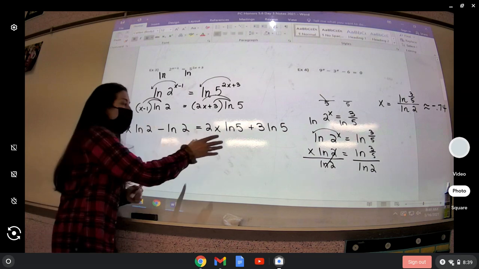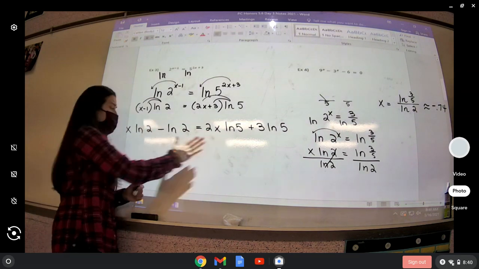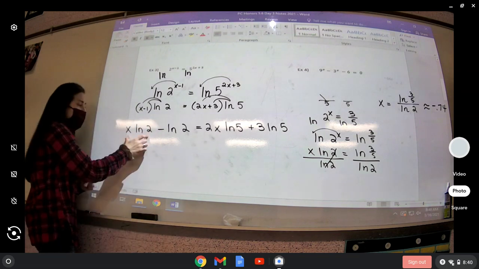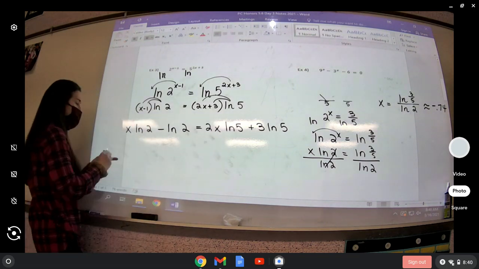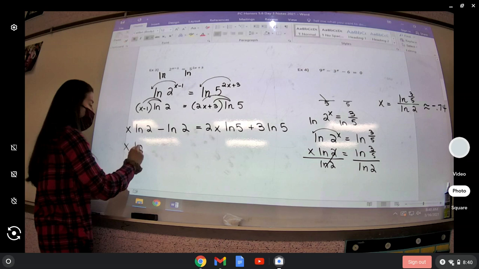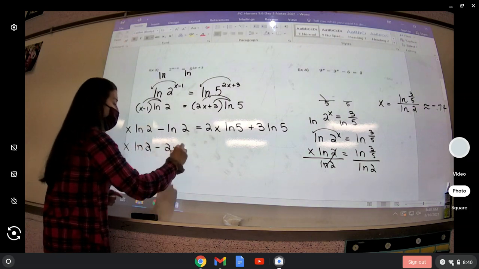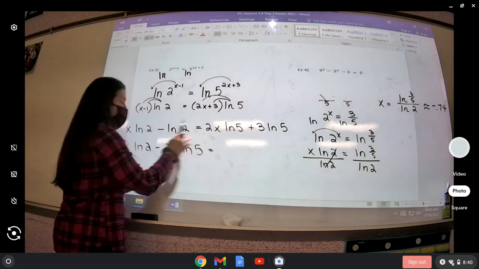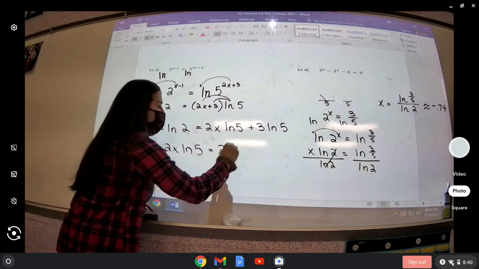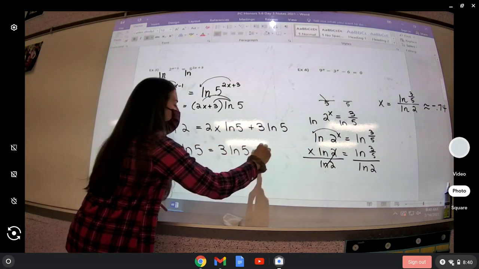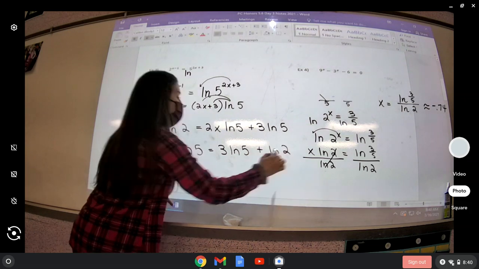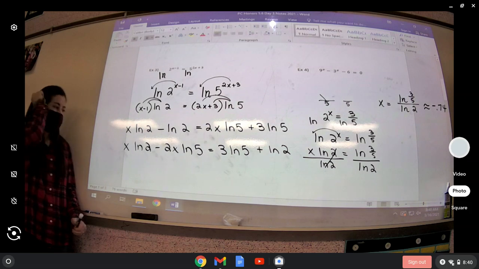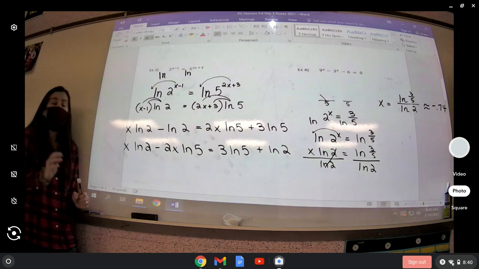So right now what we're going to do is we're going to get anything with an x to the left and anything that doesn't have an x to the right. So I'm going to leave this, but minus this over. And then I'm going to leave that, but add that over. Everybody okay? We're all right at this point?